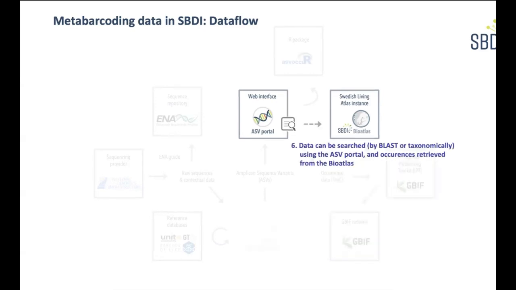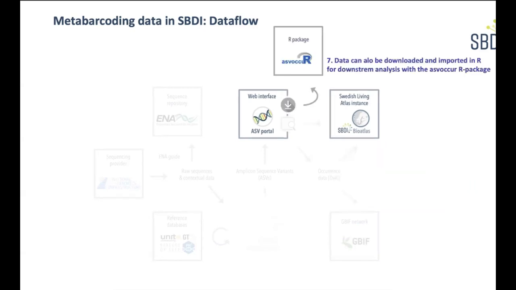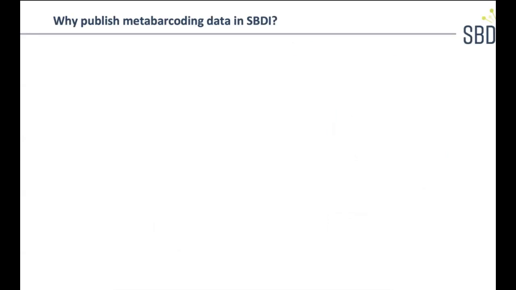And then we have developed tools for searching for data in the ASV database. You can use a BLAST search, you can do a taxonomic filter search, or you can search for a specific primer set, etc. And then you can retrieve the corresponding sequences and their occurrences in the BioAtlas, so you can see where they are found on the map. We have also developed a new R package where you can very easily download data directly from the ASV portal and import it into R and directly do downstream analysis of the data. And we will demonstrate how to do that as well.